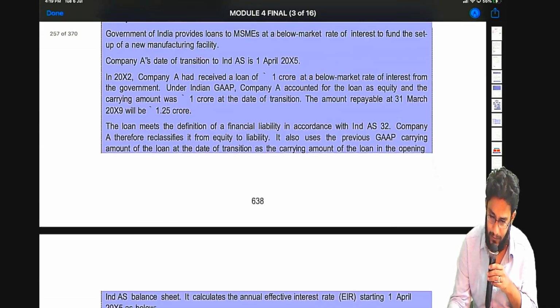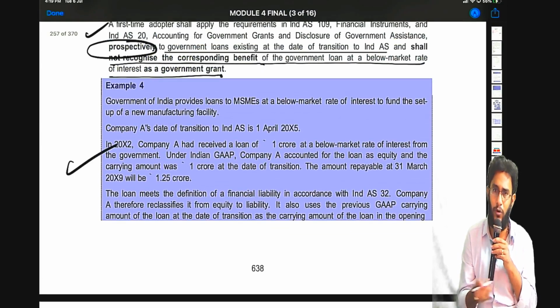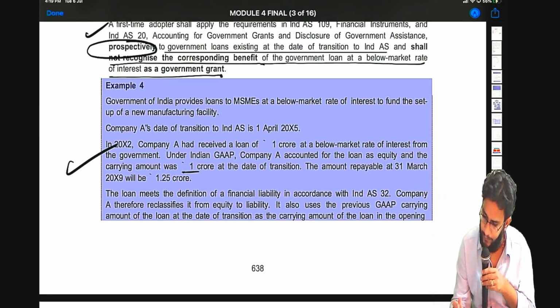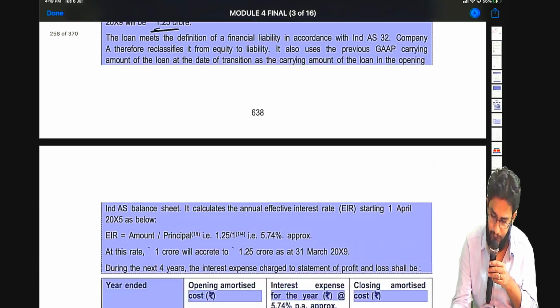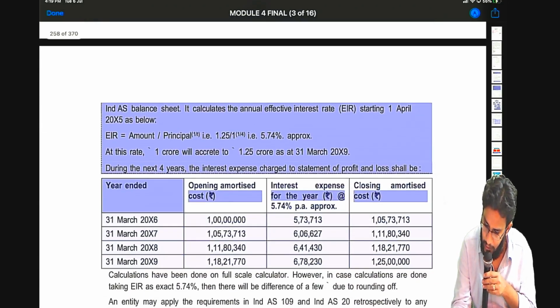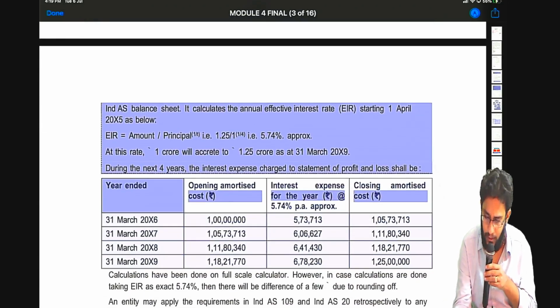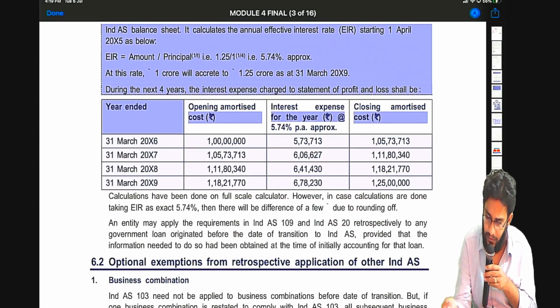This is the same example, sir, whatever I have given. I told you 30 lakhs, this fellow took 1 crore. And ultimately after some 4 or 5 years, you have to pay 1.25 crores. So as on today, go and work out the EIR and hereafter apply amortised cost.